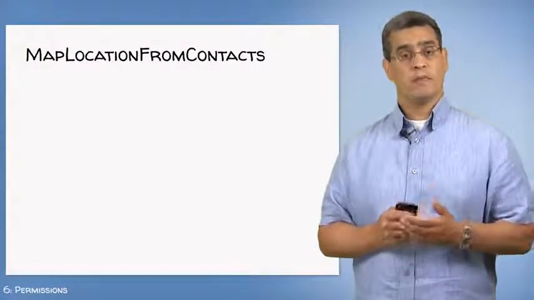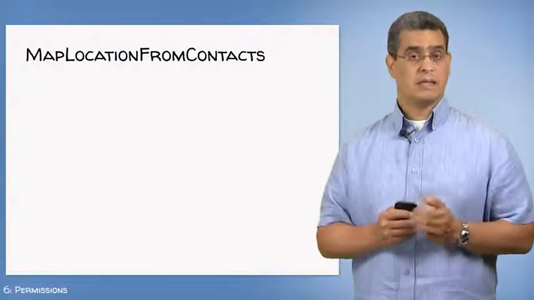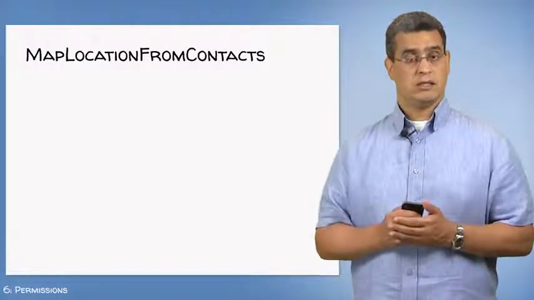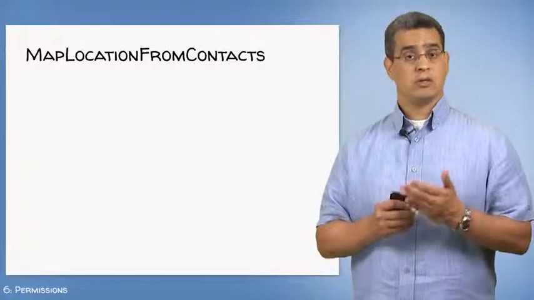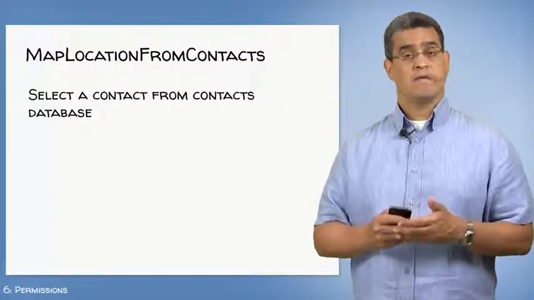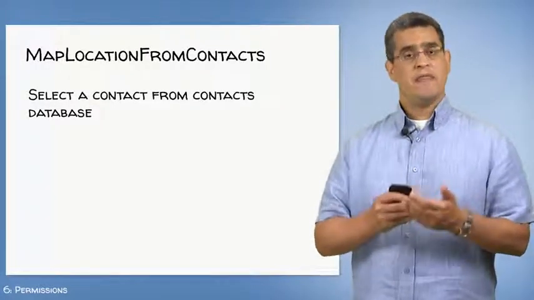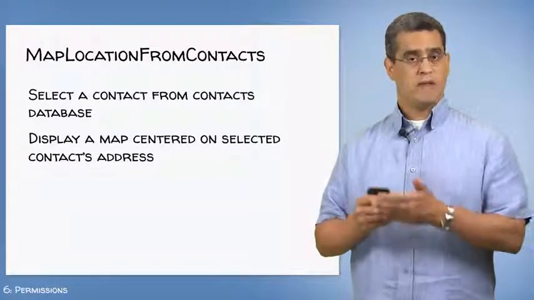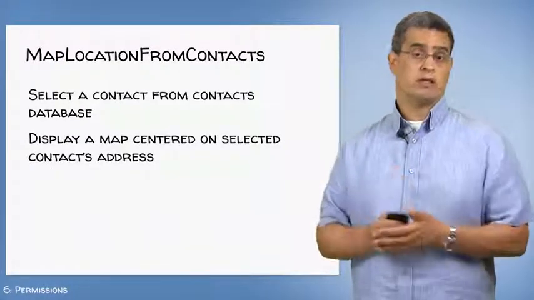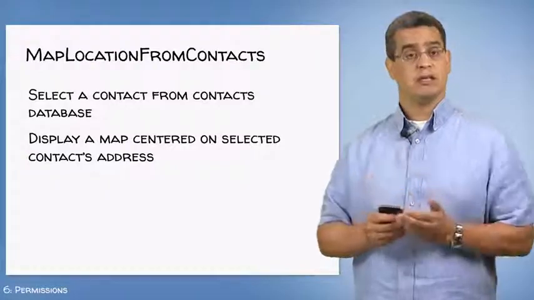Now, you probably remember the Map Location from Contacts application from earlier lessons. That application allows the user to select a contact from the Contacts application and then to display a map centered on that contact's postal address. So here's the application in action.